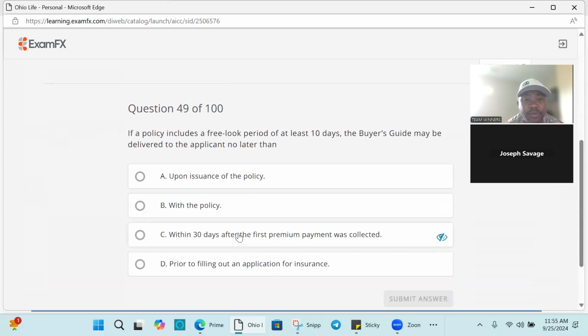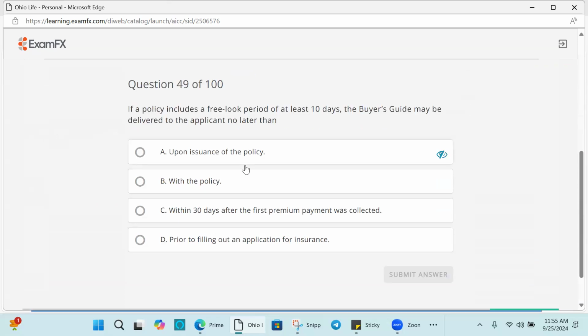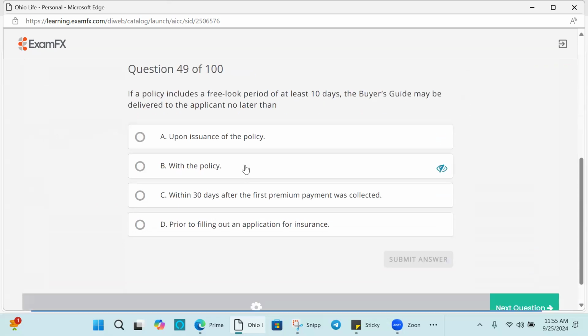If your policy includes a free look period of at least 10 days, the buyer's guide may be delivered to the applicants no later than within 30 days of the payment collected prior to filling out an application for insurance upon issuance of the policy.